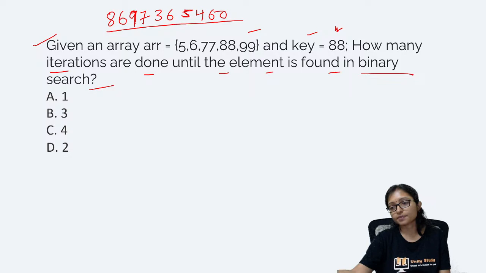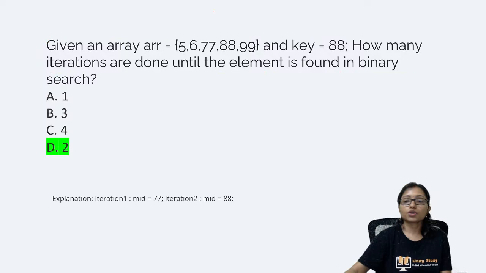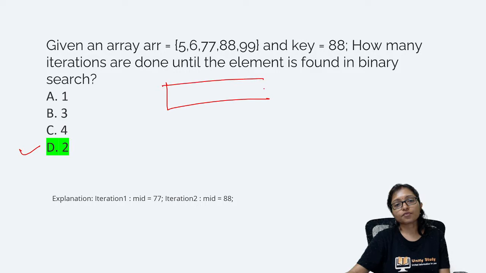Okay, answers are coming here. So yes, the answer will be option 4. How many iterations are there? 2 iterations will be there. Because definitely here we have 5, 6, 77, 88 and 99. Our target was 88.